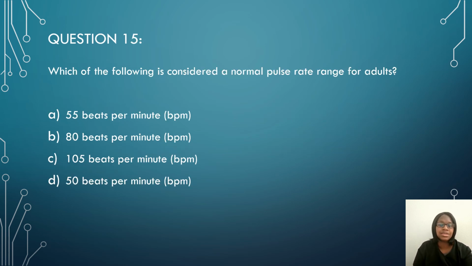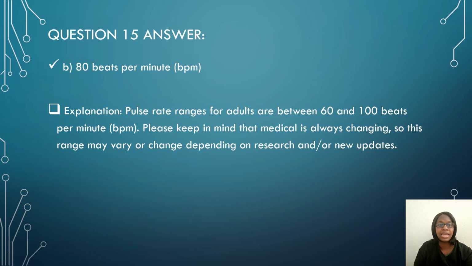Which of the following is considered a normal pulse rate range for adults? Giving you a little time to think. All right, 80 beats per minute. That normal pulse rate range for adults is going to be 60 to 100 beats per minute. And once again, this is medical. It's always changing, it's always updating. So this is just a range.